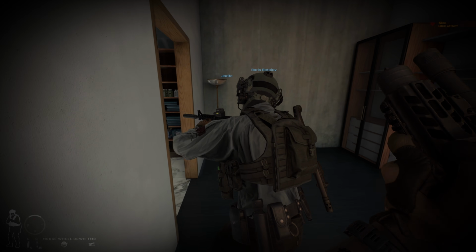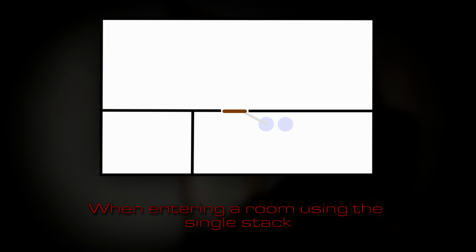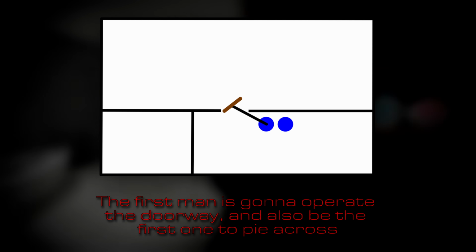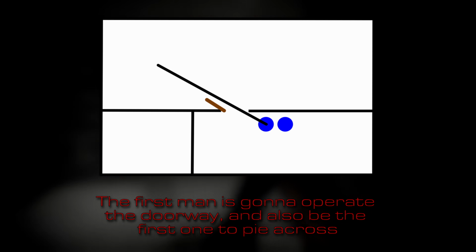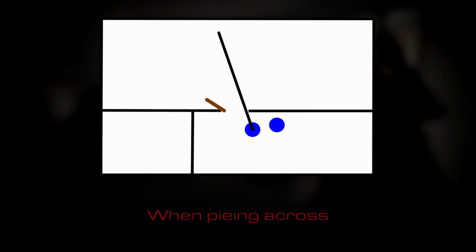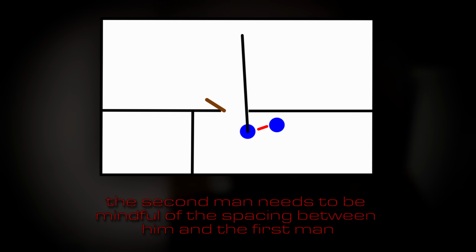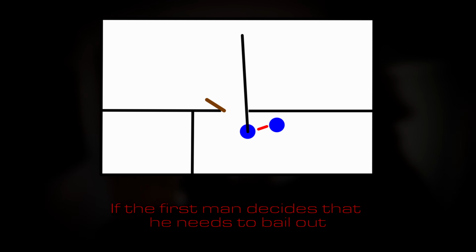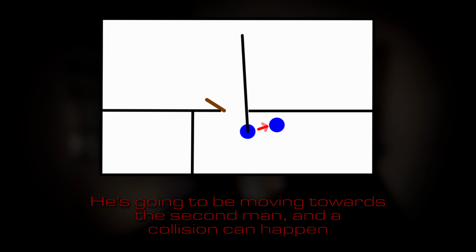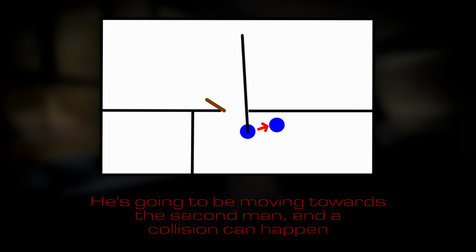Squeeze. When entering a room using the single stack, the first man is going to operate the doorway and also be the first one to pie across. When pieing across, the second man needs to be mindful of the spacing between him and the first man. If the first man decides that he needs to bail out, he's going to be moving towards the second man, and a collision can happen.